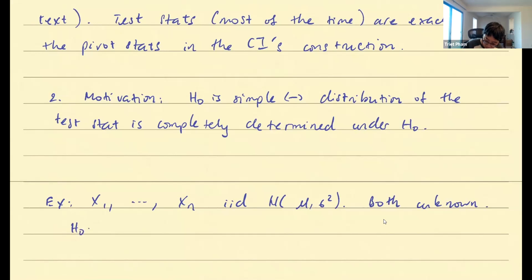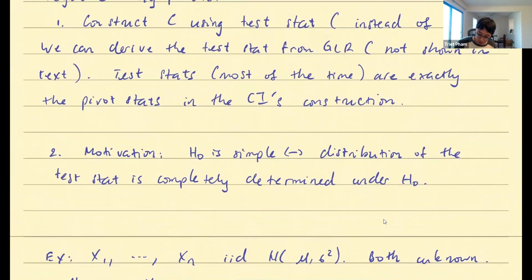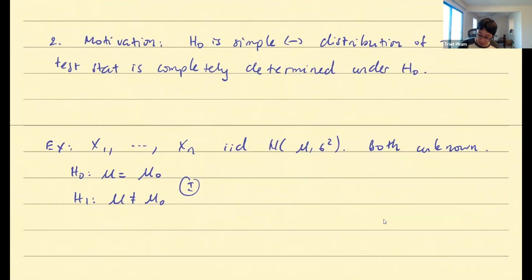And our null is mu equals mu naught. Our alternative is mu not equal to mu naught. All right, for example, this is test type 1. Number 1, construct the rejection region using the test stat that is exactly the same as the pivot stat in a confidence interval. What do I mean by that?